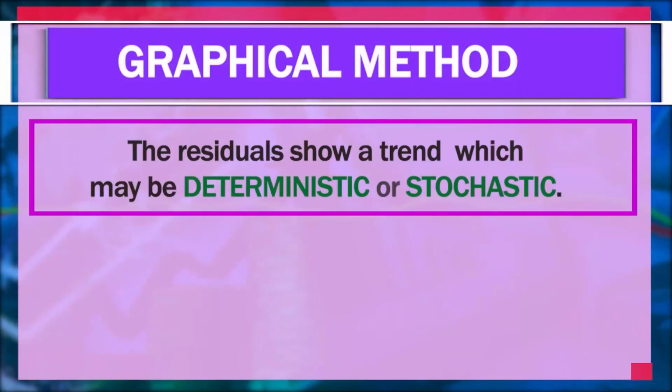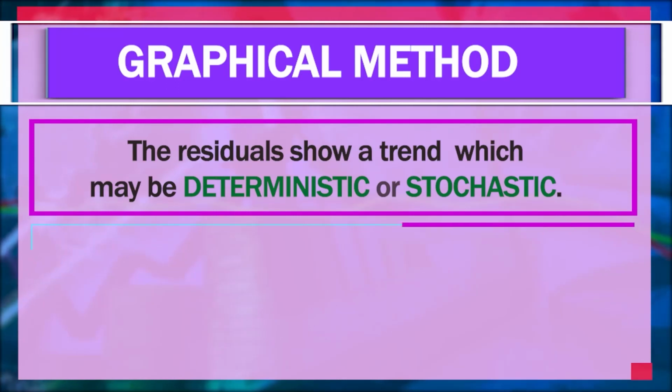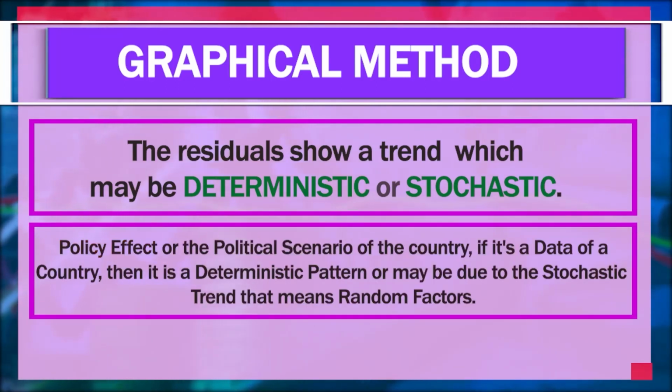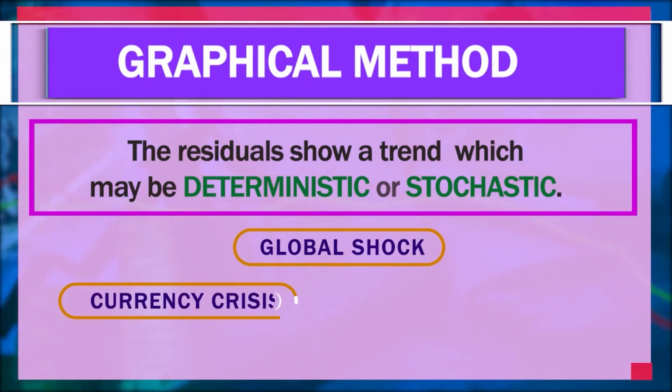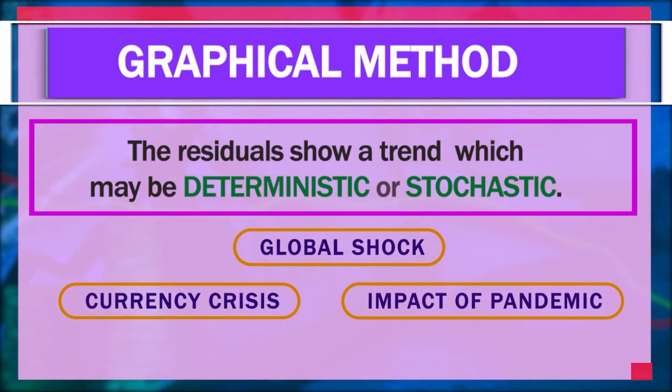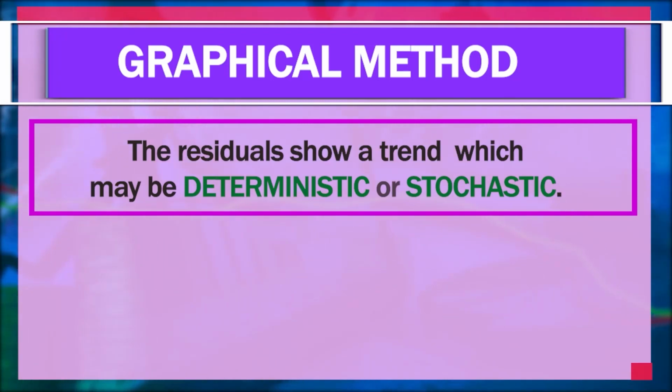From the graphical representation, we can make some comments. First of all, the residuals are showing a trend. Either this trend is explained by certain deterministic factors, for example the policy effect or the political scenario of the country, if it is data of a country, or maybe it is due to a stochastic trend, that means random factors, such as any global shock, any currency crisis, or the impact of a sudden pandemic. All these come under the random shocks which can affect this trend.